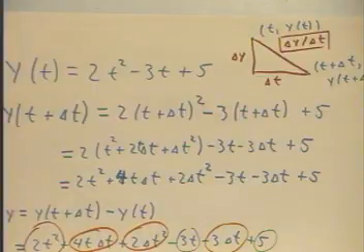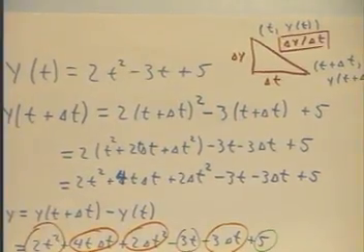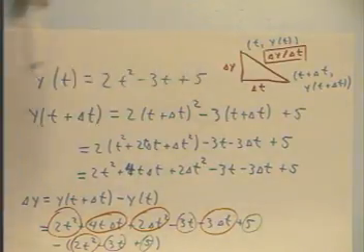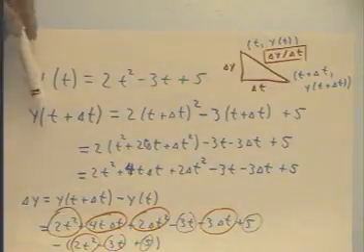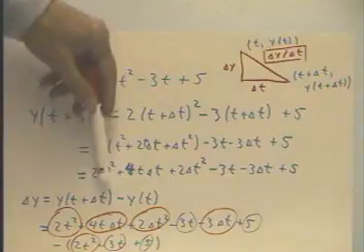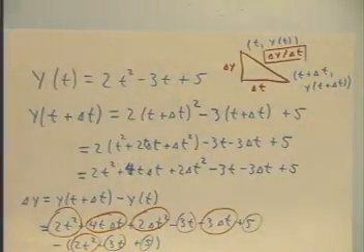In another example, another model, we might have a function y equals 2t squared minus 3t plus 5. And we could do the same sort of substitution, and we get some results here.